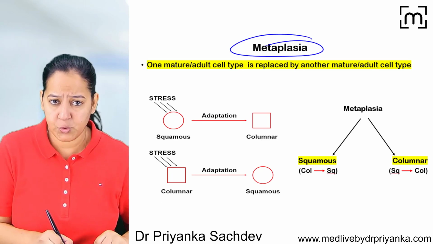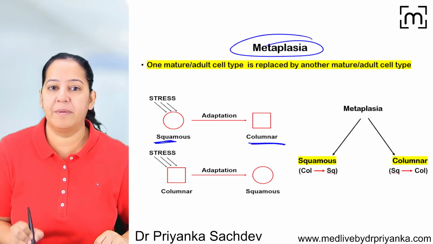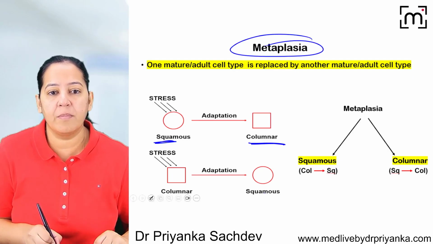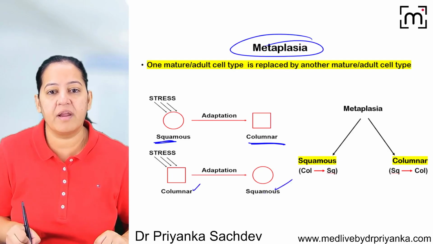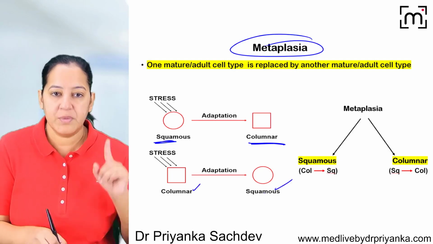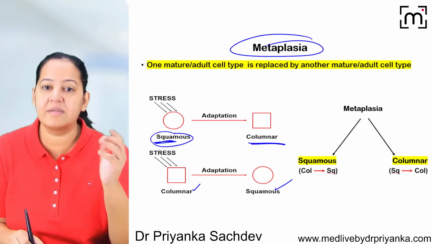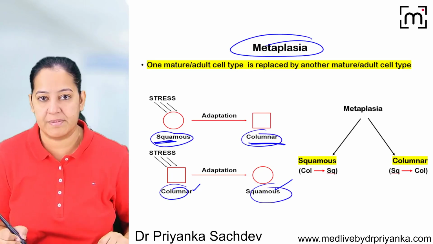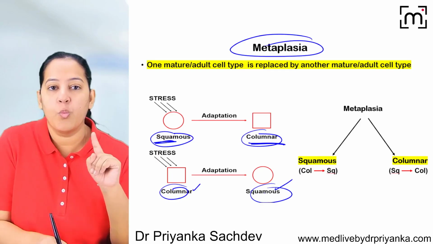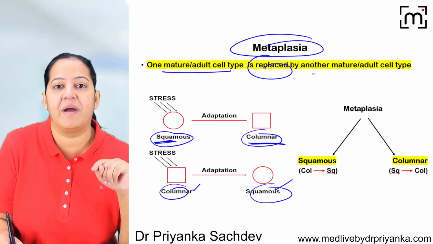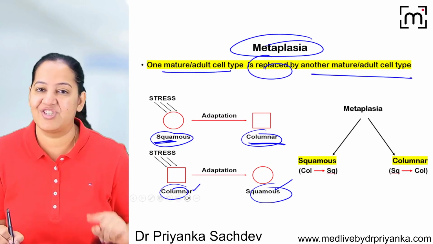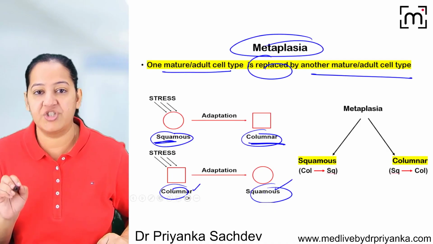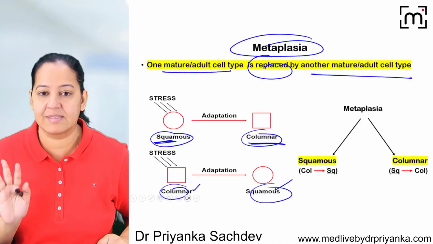Here, squamous gets converted to columnar because of the stress, or columnar gets converted to squamous. So initially the cell is squamous, and because of the stress it gets converted to columnar, or vice versa. Okay, so what is the definition? One mature cell is replaced by another mature cell. This is the definition of metaplasia.